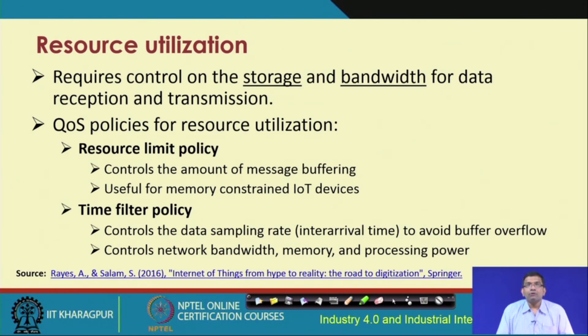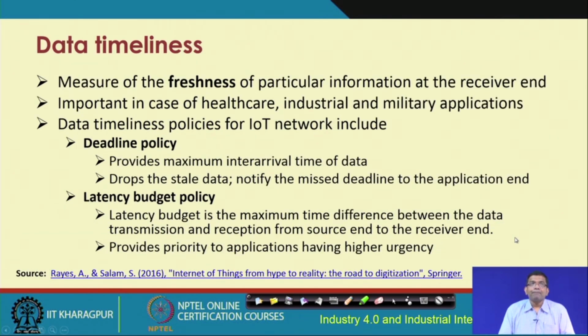QoS policies for resource utilization include the resource limit policy, which controls the amount of message buffering, and this is useful for memory constrained IoT devices. The second QoS policy for resource utilization is the time filter policy, which controls the data sampling rate, and this basically talks about the inter arrival time to avoid buffer overflow. So, this talks about control over the network bandwidth, memory and processing power.